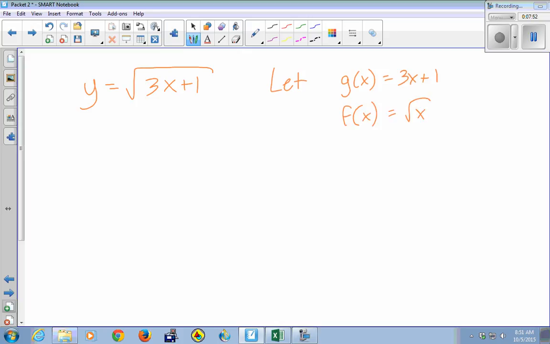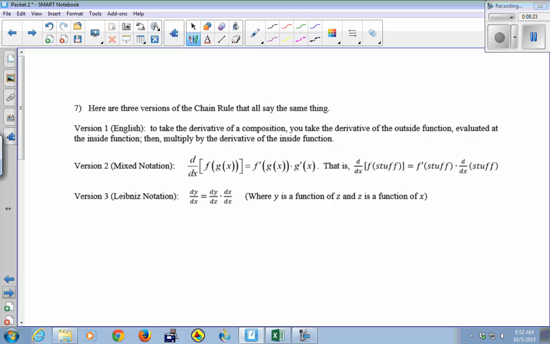And then if you remember from algebra in the summer, right? If you composed those two, that's why we call this a composition, because you can write it as f of g of x, because that means take g, plug it into f, and you would get the square root of 3x plus 1. So g is your inside function, inside of f.